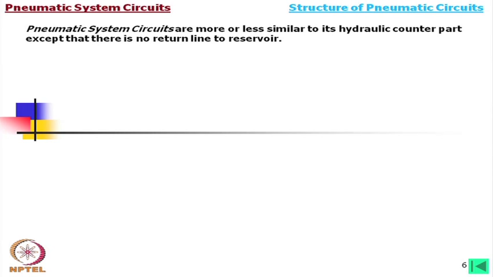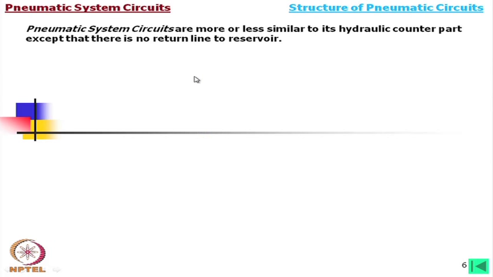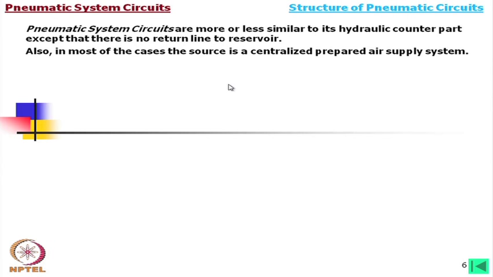Okay, now we shall come to the pneumatic circuits. So far, what I have discussed is mostly about the air preparation and the distribution line, etcetera. But now let us come to the pneumatic circuits used for the particular operation and machines. This is more or less similar to the hydraulic counterpart, except that there is no return line to a reservoir, because the air is released to the atmosphere.